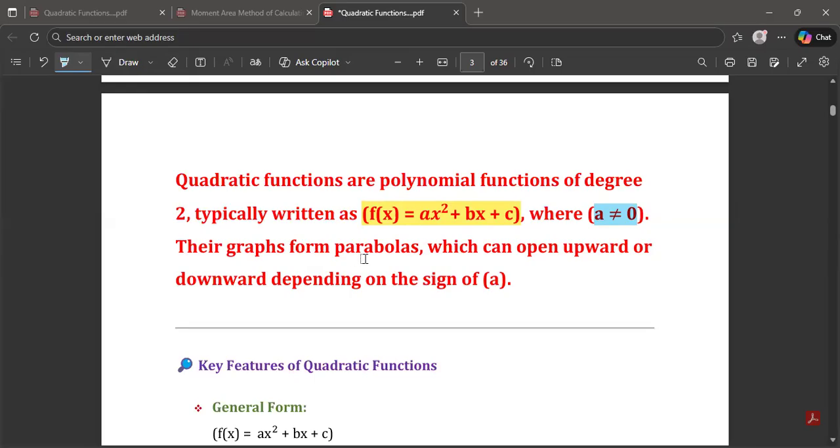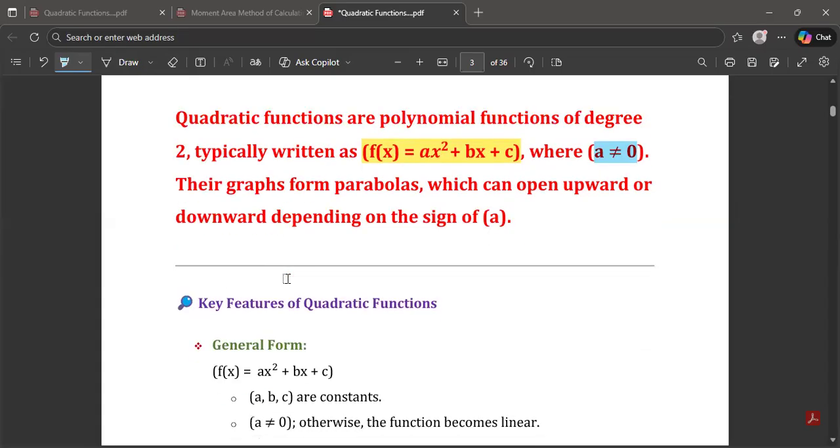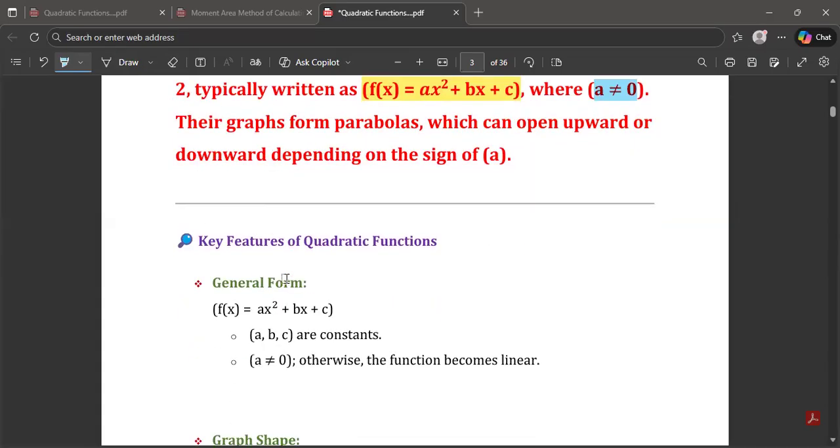Their graphs form parabolas, which can open upwards or open downwards, and it all depends on the coefficients. That is why they say it all depends on the sign of a. Don't get confused by that too. The graph being concave or diverging depends on the coefficient of x squared, which is a.